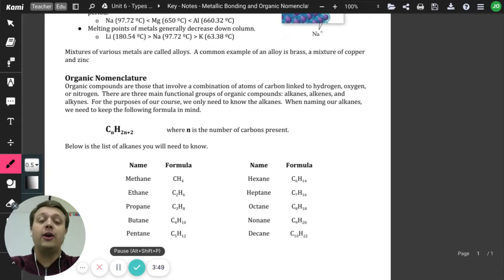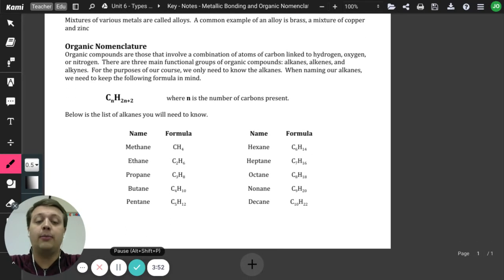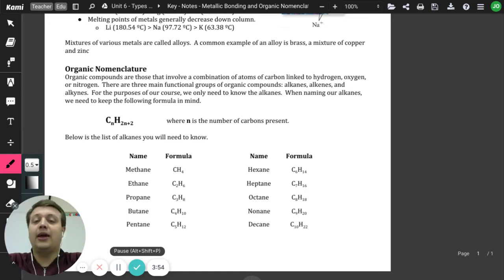Okay, so the very last thing here is organic nomenclature. This is a type of nomenclature where we've got specific combinations of elements, and they result in a certain set of names that we have to give and certain formulas that we use. An organic compound is a compound that involves taking a carbon and linking it to something like a hydrogen, an oxygen, or a nitrogen. We're going to focus specifically on what we call the alkanes. Now, there are technically a couple of other types of organic compounds. We have alkynes, alkanes, and alkenes.